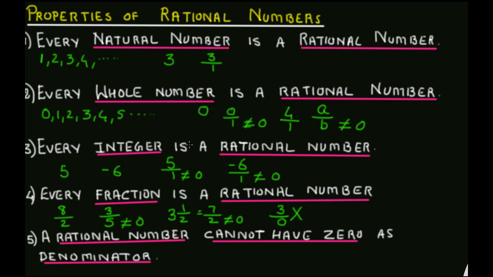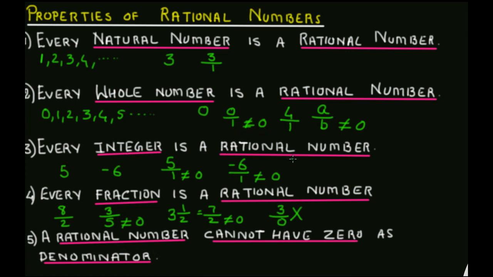I hope you understood all the properties of rational numbers. Let me recap that once again. Every natural number is a rational number. Why? If you take the number 3, it can be written as 3 by 1, which is a rational number as well. What about every whole number being a rational number? Yes, if you take any whole number, even a 5 or a 9, it takes the form of 9 by 1, where the denominator is not equal to 0, and thus it's a rational number.